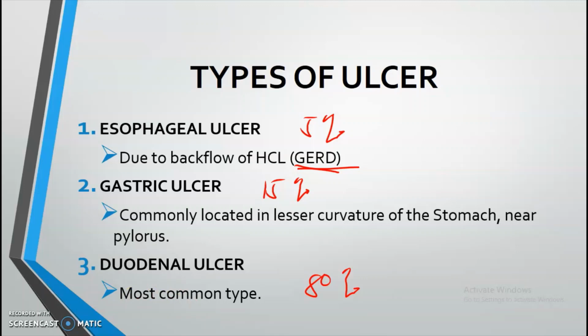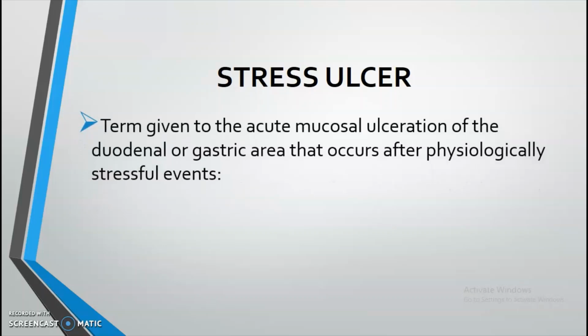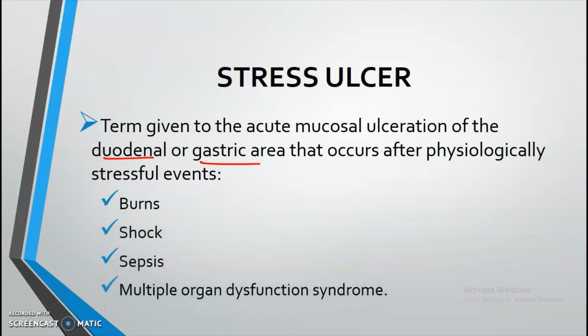But aside from these types, there is also a certain type of ulcer that is common also na nangyayari sa ating gastrointestinal tract. Okay, different from your peptic ulcer, but in terms of the manifestation, they actually do have the same manifestation. We call it your stress ulcer. So what makes it different from your peptic ulcer? Stress ulcer is a term given to acute mucosal ulceration of the duodenum and gastric area that occurs after physiological stressful events such as burns, shock, sepsis, or multiple organ dysfunction. So, peptic ulcer occurs even without these conditions.